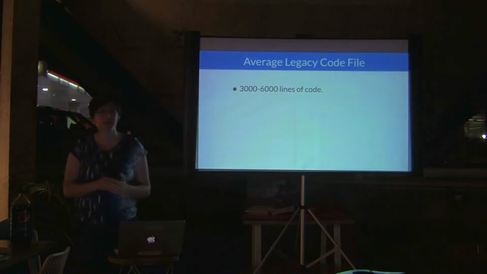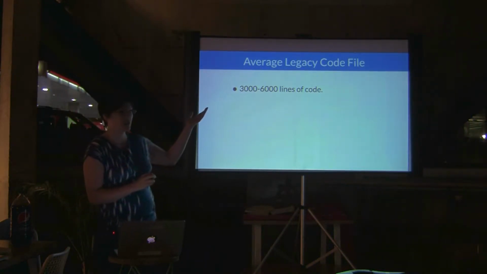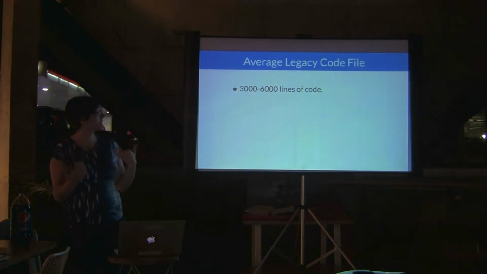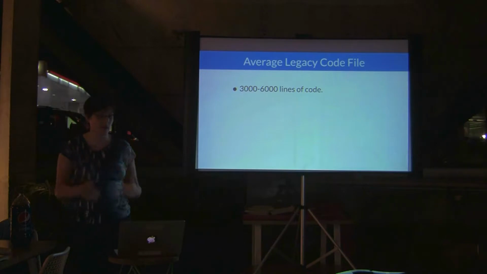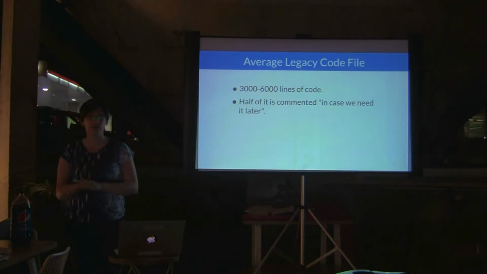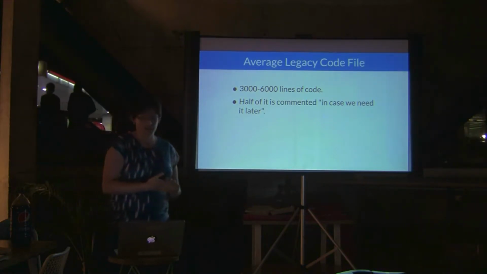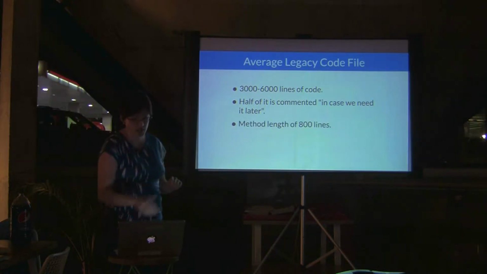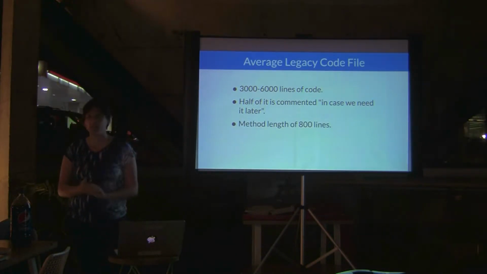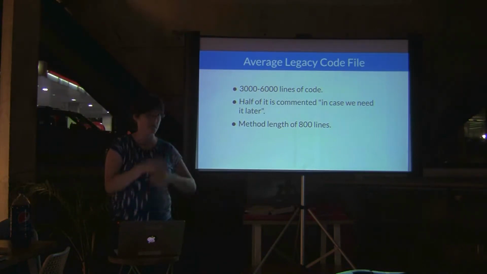So when I deal with legacy code, from some of the projects I worked on, on average between 3,000 and 6,000 lines of code in a single file. Half of it is commented out, just in case we need it later, because source control is too mainstream. So then they have a single method that can be 800 lines long with a whole bunch of ifs.